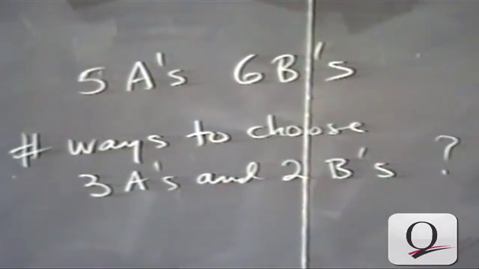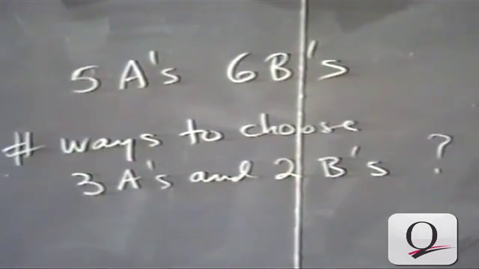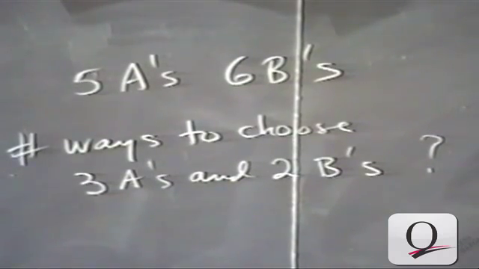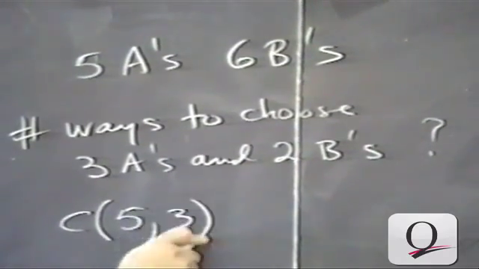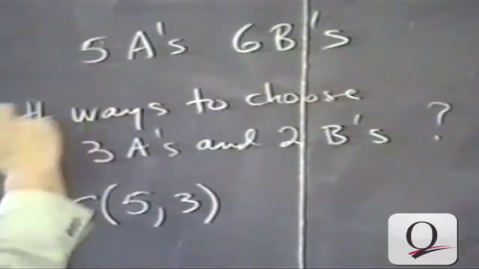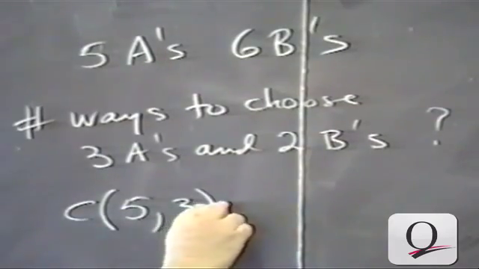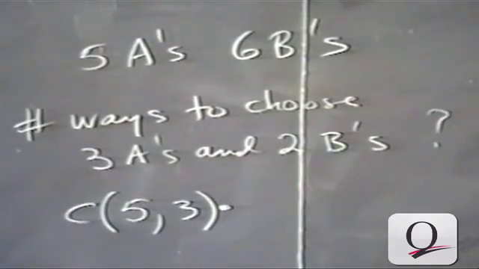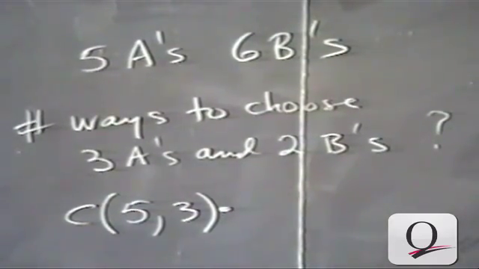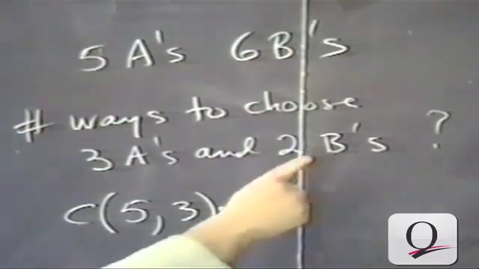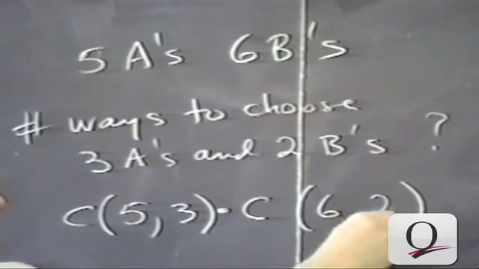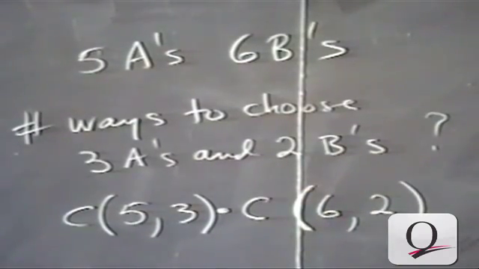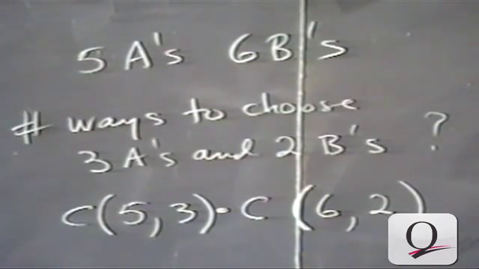Well, the A's can only be selected from the A's. So the first part of the problem is how many ways can I select the A's? And that is C(5,3). I'm selecting 3 A's from 5 A's. Times, because even after I've made my A selection, I still have my B selection to make, 2 B's from 6 B's. So it's C(5,3) times C(6,2).